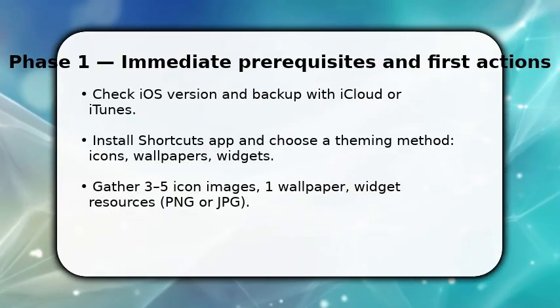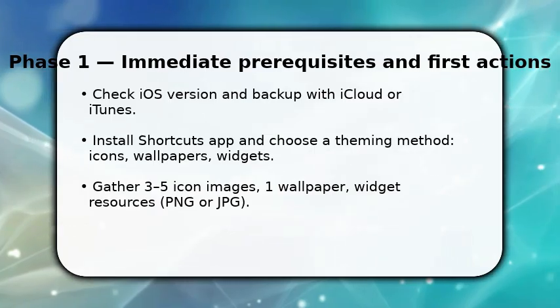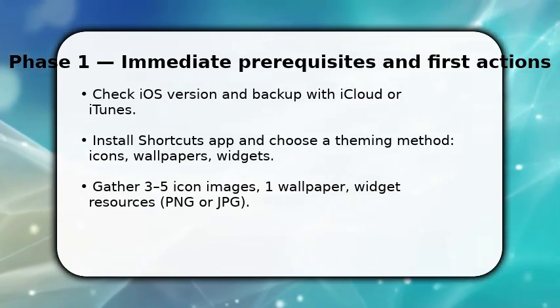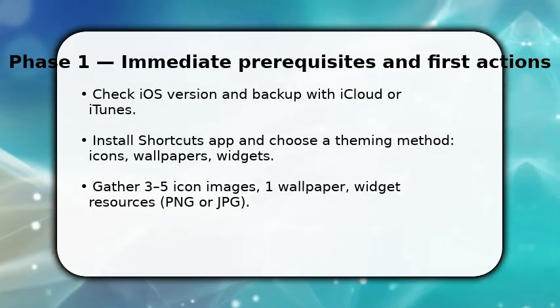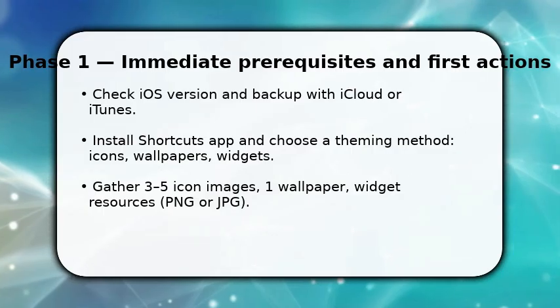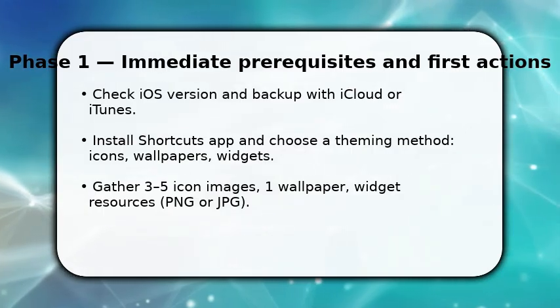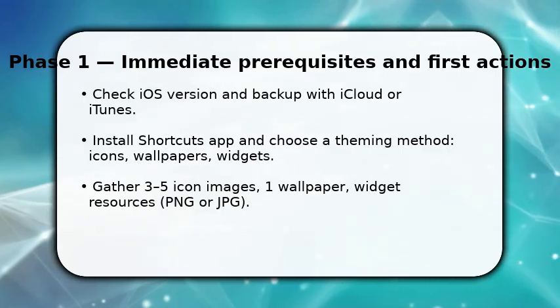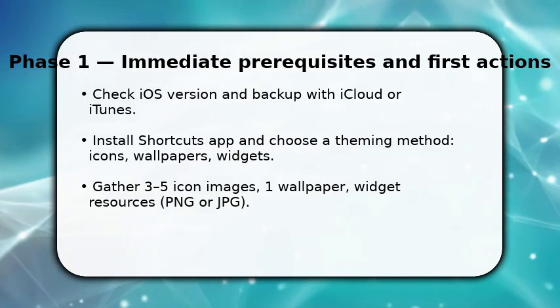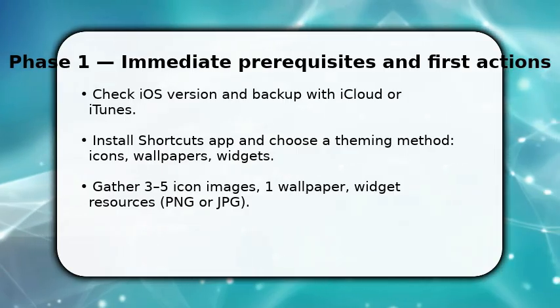You begin by verifying your iPhone iOS version and making a quick backup. This protects settings if something changes. Once done, install and open Shortcuts. This is how you create custom app icons without jailbreaking. Make sure to collect your icons, wallpaper, and any widget images ahead of time because preparing assets speeds the process.